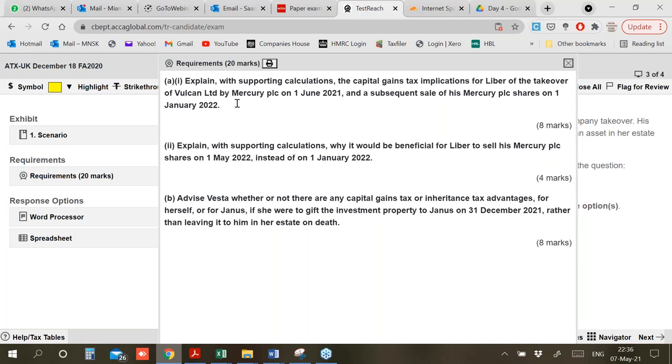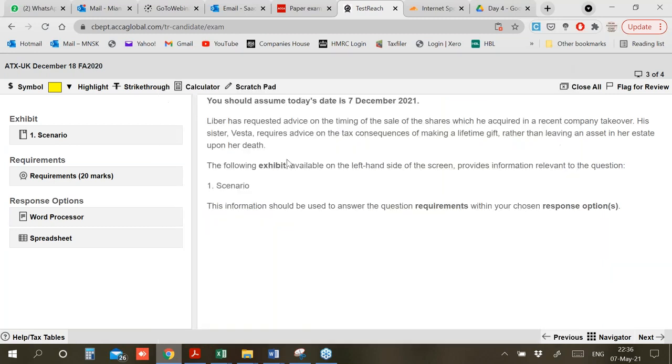Now, B, advise Vesta whether or not there are any capital gains tax or inheritance tax advantages, for both, I'll be telling her, for herself or for Janus, if she were to gift investment property to Janus on 1st December 2021, rather than leaving it to him in her estate on death. So I know who LIBOR is, and Vesta is her sister, but we don't know at the moment who Janus is. So we'll see that.